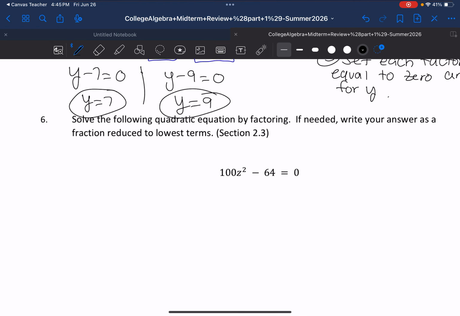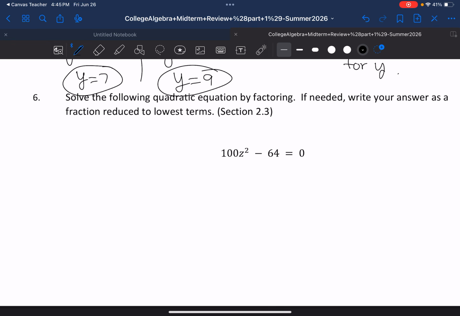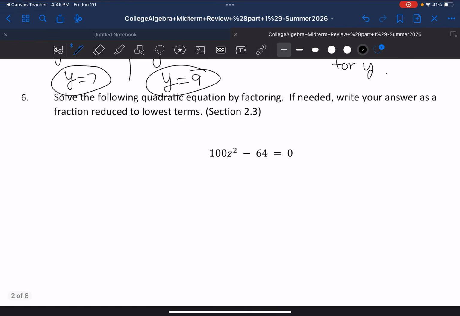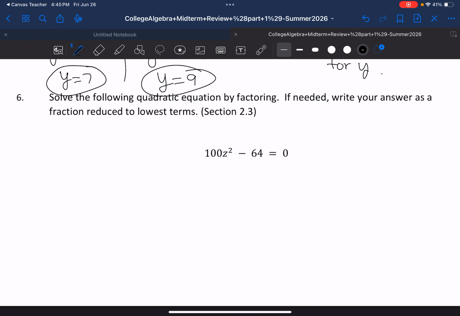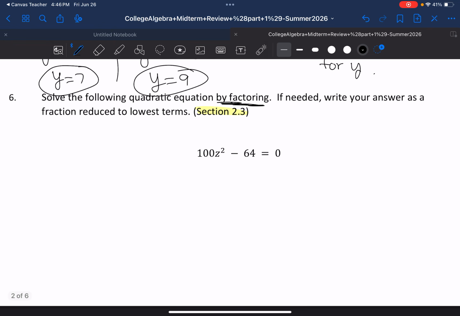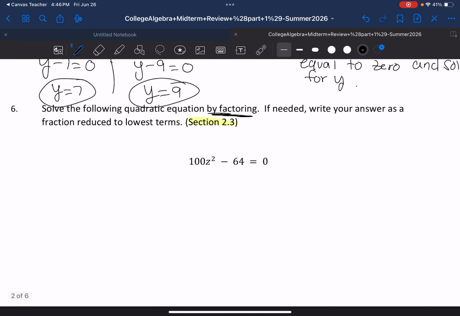Okay, number 6. Solve the following quadratic equation by factoring. If needed, write your answer as a fraction reduced to lowest terms. So we're still in section 2.3. Okay, now this one is actually, there's two ways you can solve this equation, but I'm just going to do what it says and do it by factoring. So this quadratic is actually a special case quadratic, and it is in the form, it's called a difference of two squares.